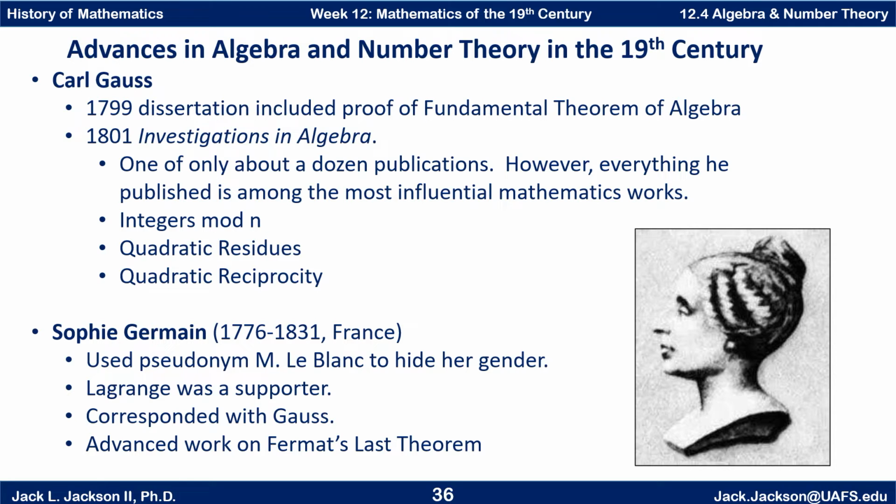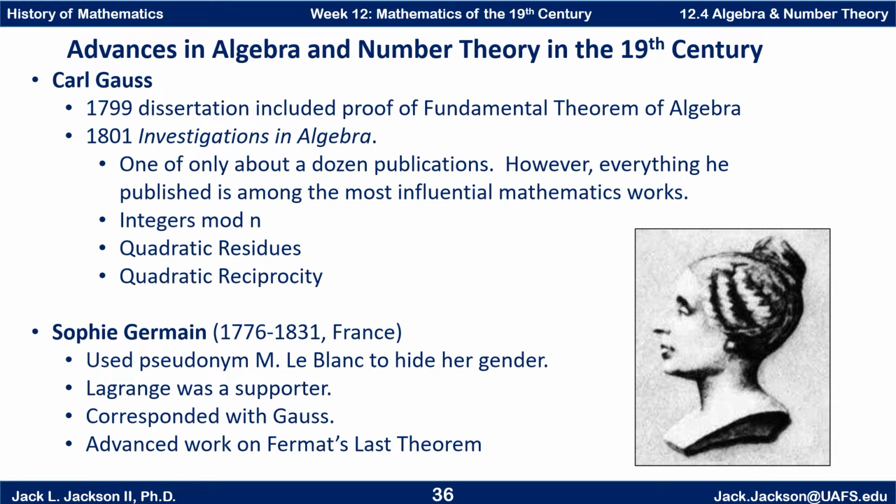One of the first things, of course, was his dissertation in 1799, which included the proof of the fundamental theorem of algebra. A couple years later, the first year of the 19th century, 1801, he published a book that the English translation would be Investigations in Algebra. In it, he talks about integers mod n, quadratic residues, quadratic reciprocity. So he's greatly extending some of these ideas that Euler had. And these form the foundation of a lot of, especially number theory; a lot of it goes back to the work of Gauss.